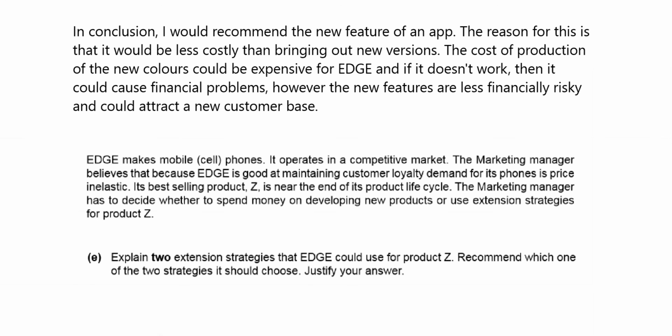So I've justified it by thinking about the cost and the risk of both strategies. I've put the reason for this is that it would be less costly than bringing out new versions. The cost of production of the new colours could be expensive for Edge, and if it doesn't work, then it could cause financial problems. However, the new features are less financially risky and could attract a new customer base. Developing a new app, you'd probably argue, is less risky because you're only producing the one app, which can be then sent out to all phones, or the phones can just download the software. It's probably cheaper. Yes, there might be the cost of research and development, but the actual cost of producing lots and lots of new output with new colours, again, it could be costly.